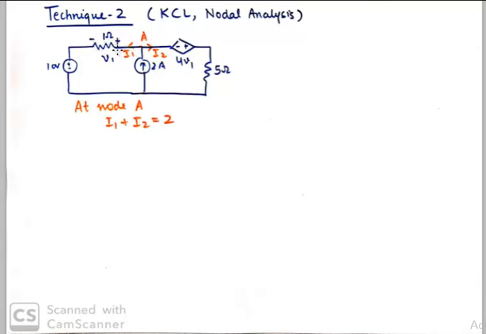sign on this resistor already given, and this is by convention I've taken because I need to calculate I0. So the direction of I0 is also taken to be outwards from this node A. However, at node A, I1 plus I2 becomes equivalent to 2.